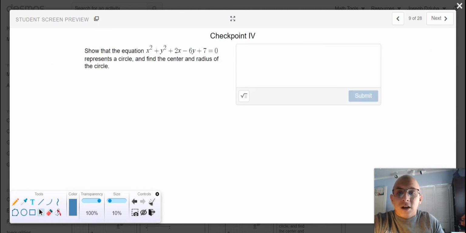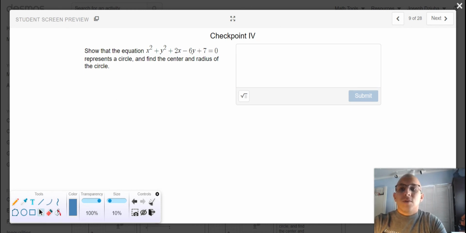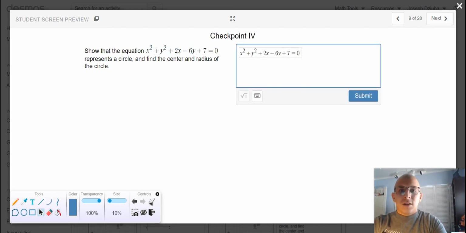So in this checkpoint, you want to demonstrate that this equation represents a circle, and then find the center and radius of the circle. Back in lesson 5, we covered a concept of solving a quadratic that is called completing the square. Can I copy this equation so I don't have to type it? Let's see, Control C, hit that square root button, voila.